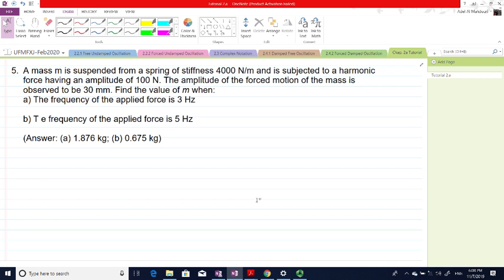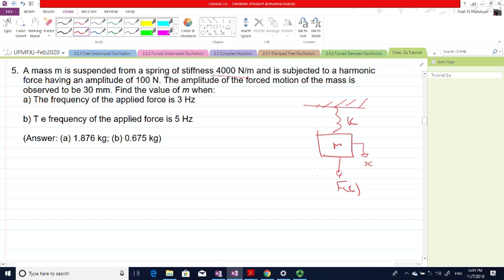A mass M is suspended from a spring with a stiffness of 4,000 Newton per meter and is subjected to a harmonic force having an amplitude of 100 Newton. So you just need to draw an illustration of the spring and mass. The mass is not given, but the stiffness is 4,000 Newton per meter and it is subjected to an applied force, which is F(t).